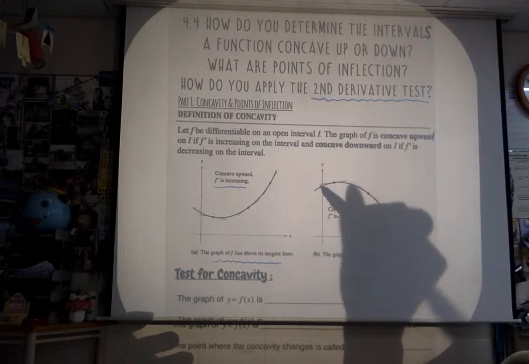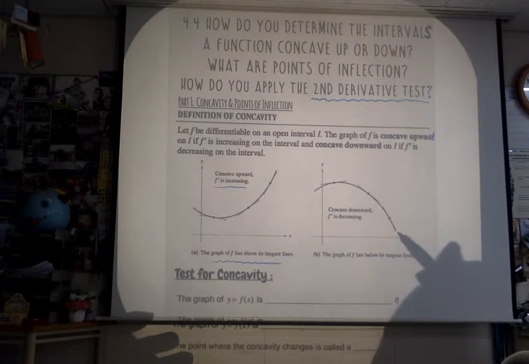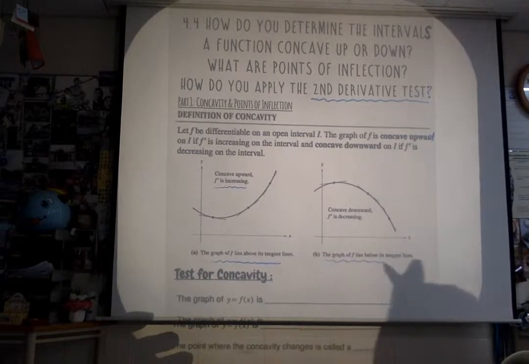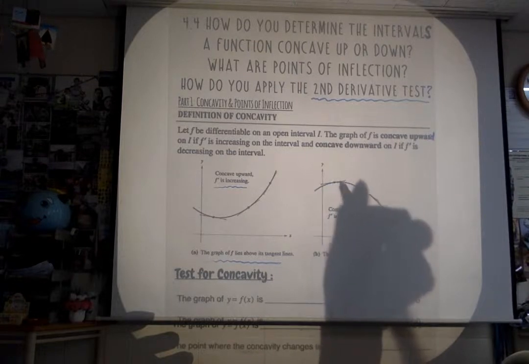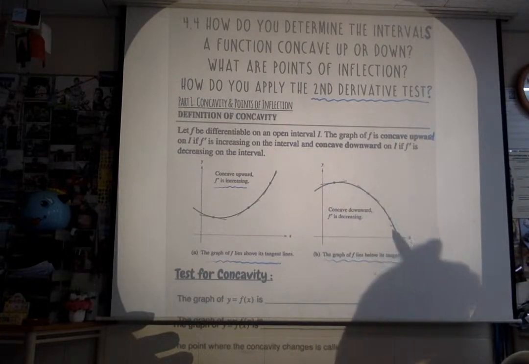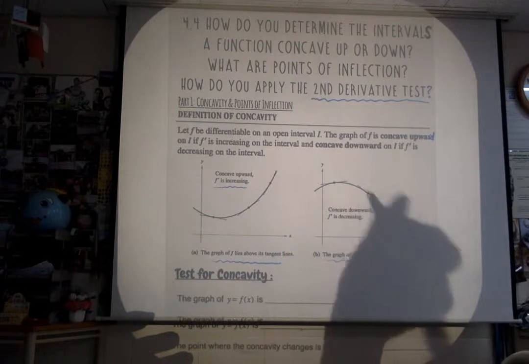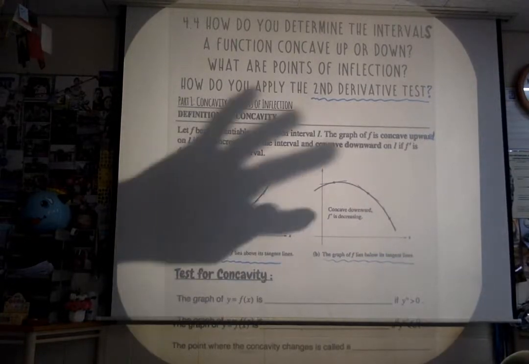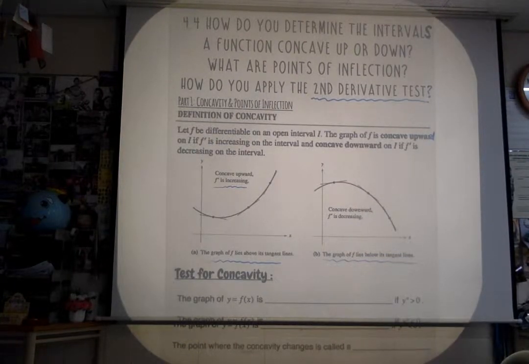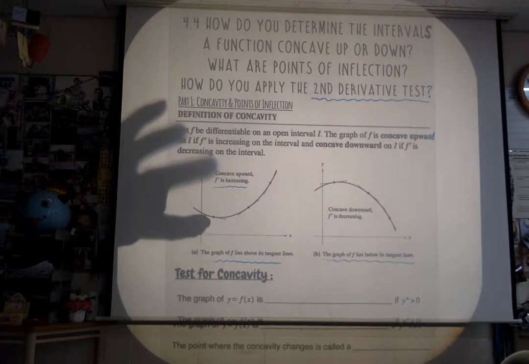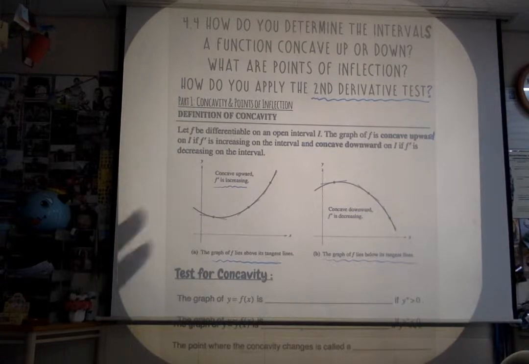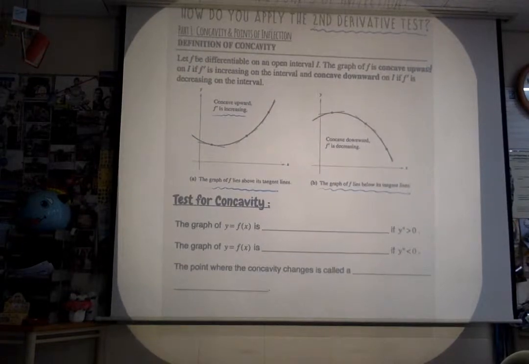F prime is decreasing, right? You can see that the slope is decreasing. And you can see that the graph of f lies below the tangent lines. So the curve is below the tangent lines. And that means the slope is decreasing, therefore it's concave downward. So think about it this way: tangent line above means it's concave down. Tangent line below means it's concaving upward. Okay, you'll get used to it. And always try to think about the general shape of concaving up or down when doing these, not just memorization, okay? So now let's go on with this definition.